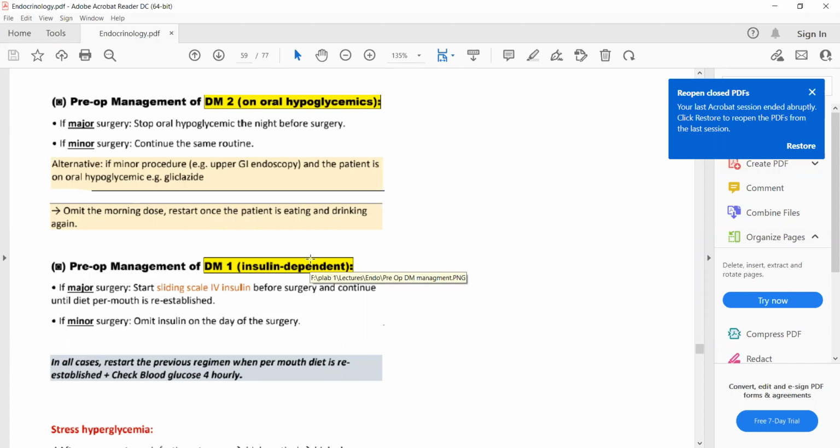If there is a major surgery, then we'll start the patient on sliding scale insulin. And if it's a minor surgery, then we do not need to start sliding scale insulin. We just need to omit the dose on the day of the surgery. In all cases, we will restart the previous regimen when diet by mouth is re-established, and we will monitor the blood glucose level 4-hourly.